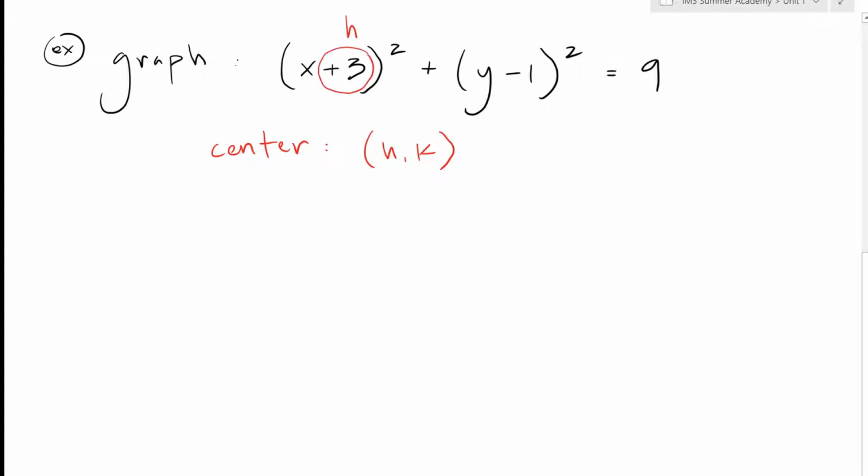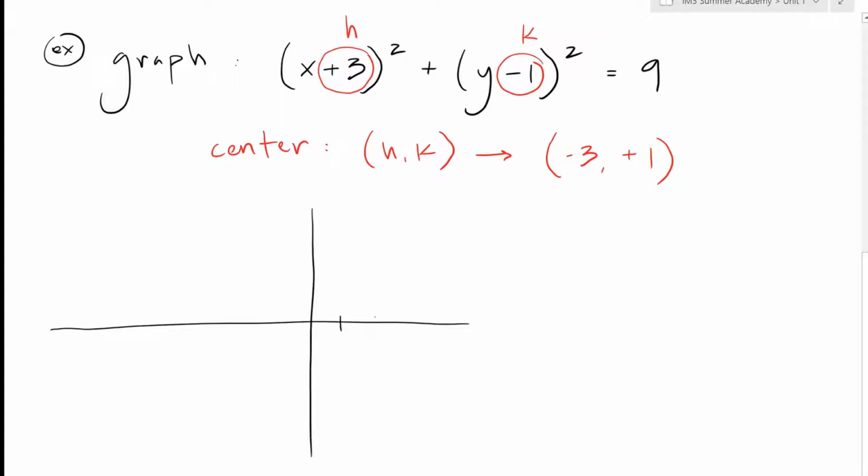We see a +3, but when we take it out of the parentheses, we need to write it as the opposite. So that's actually going to become a -3. As for the k value, that's connected to the y, I see a -1. We're going to rewrite that as a +1. So we actually have enough information to start graphing now. Alright, so my center is going to be at (-3, +1). So -3 is 3 to the left and 1 up. That's going to be my center right there.